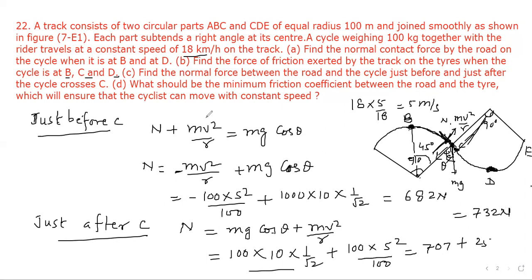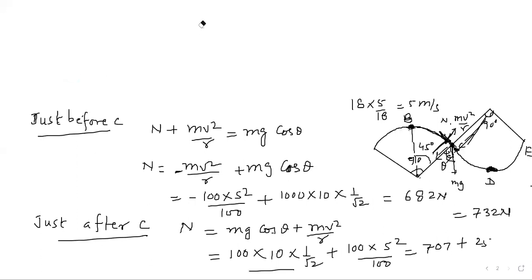Now, the last case: what should be the minimum friction coefficient between the road and the tire which will ensure that the cyclist can move with constant speed? For this purpose, we consider a point just before C, where we assume that N is minimum. So in that case, we write the frictional force, which is mu N, must be equal to mg sin theta. Now we can put the values. Just before point C, we have evaluated that the normal force is 682. So mu times 682 equals m.